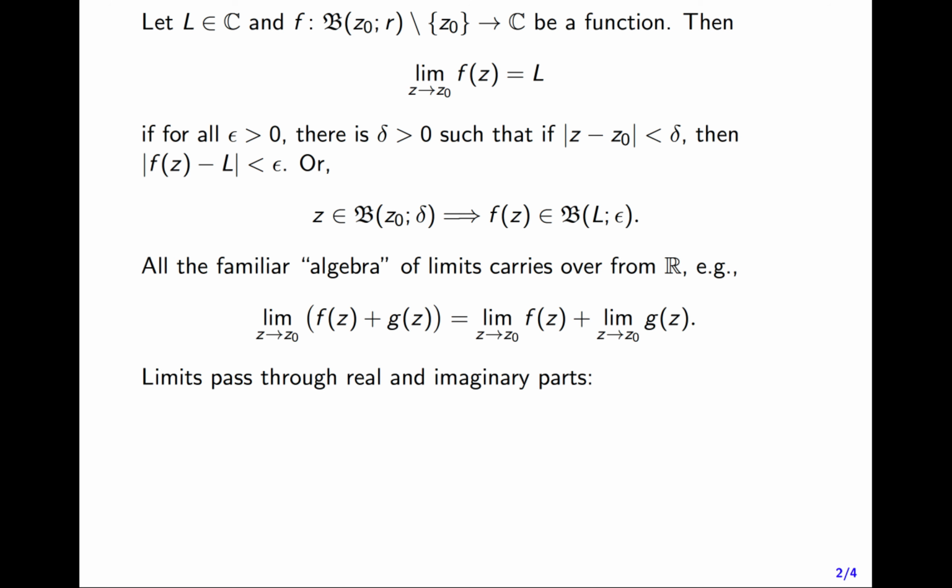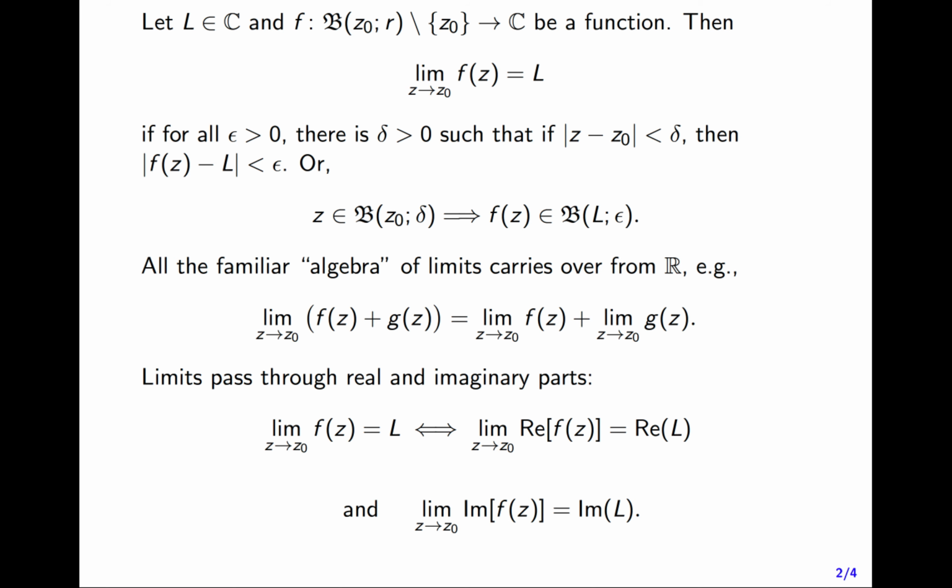One thing that we do want to pay attention to is that limits pass through real and imaginary parts. And by that I mean you have the limit as z goes to z0 of f of z equals L if and only if two other limits hold. The limit as z goes to z0 of the real part of f of z equals the real part of L, and the limit as z goes to z0 of the imaginary part of f of z equals the imaginary part of L.